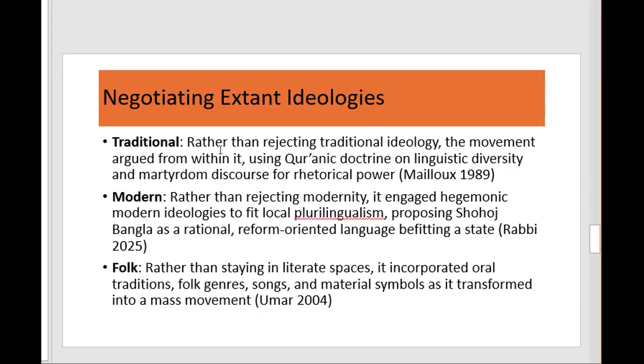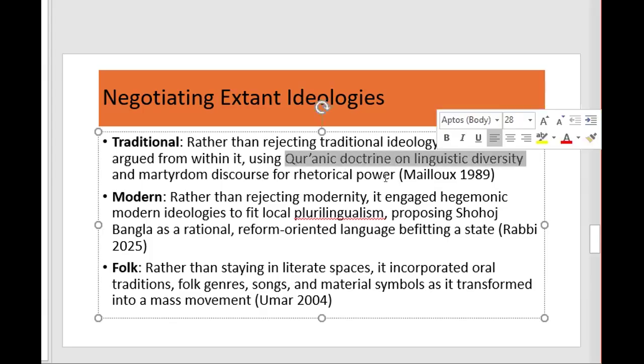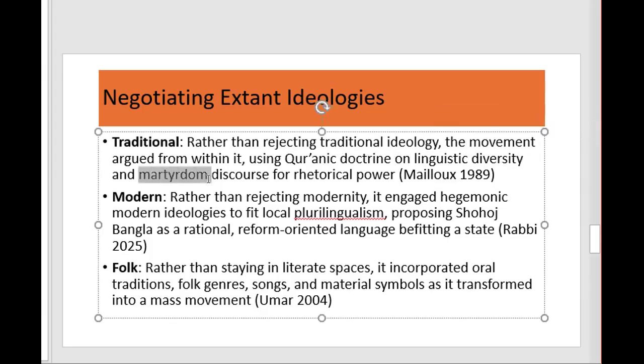And you want to work with that because that is God's will, which is very different from the Babel myth, where multilingualism is a punishment, an aberration. Whereas in the Islamic ideology, multilingualism is manifesting God's intention. So it is nature. It is the sort of kitab al-world, book of the world, book of creation. So it uses that doctrine on linguistic diversity. And then it also uses the martyrdom discourse that is also in there for its rhetorical power.